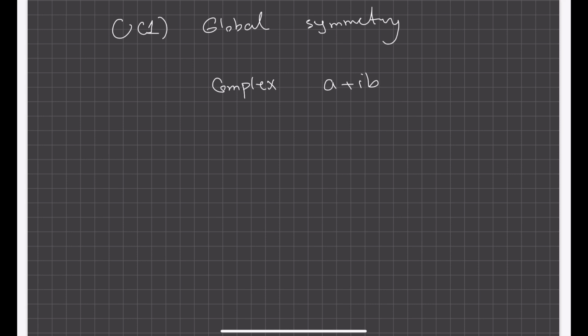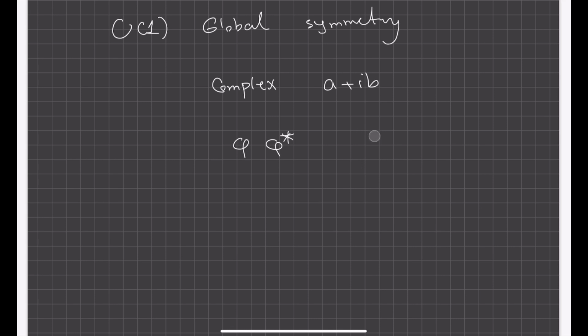Now imagine I'm talking about a Klein-Gordon field whose phi is complex-valued. For convenience, to know any complex number you need two numbers, so you basically need two fields. Imagine phi and phi star are two independent fields. So phi star is basically a minus ib, and phi is a plus ib.